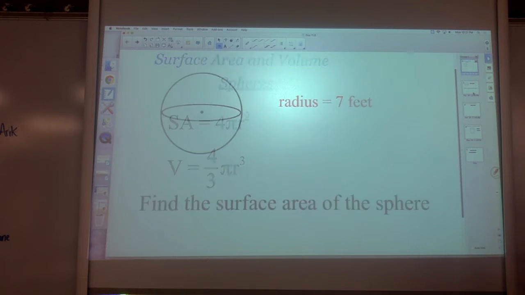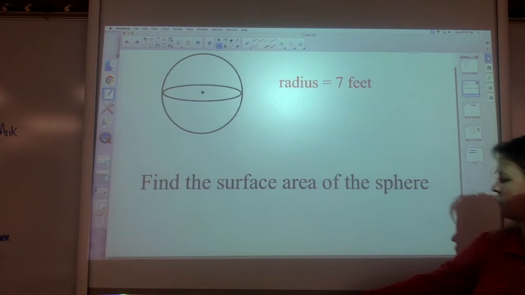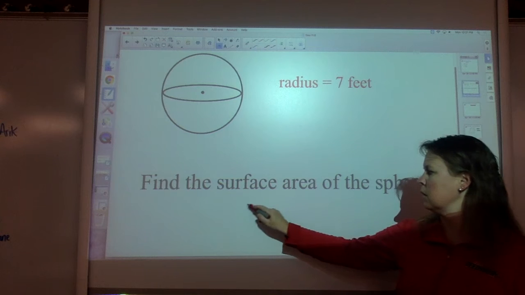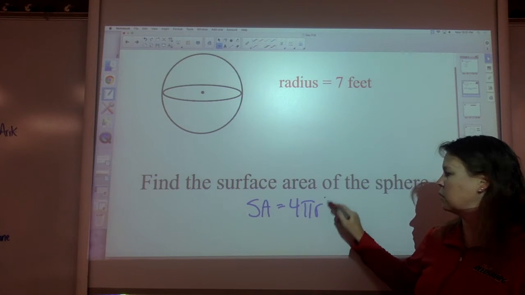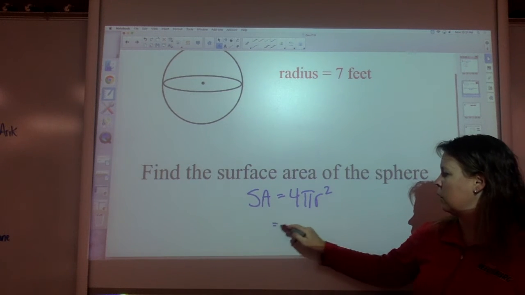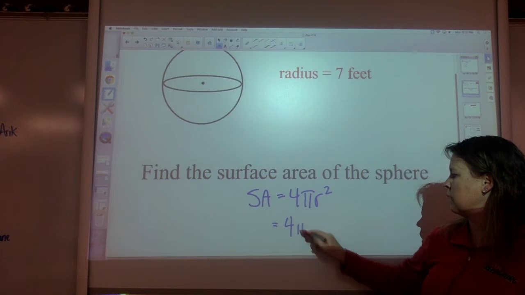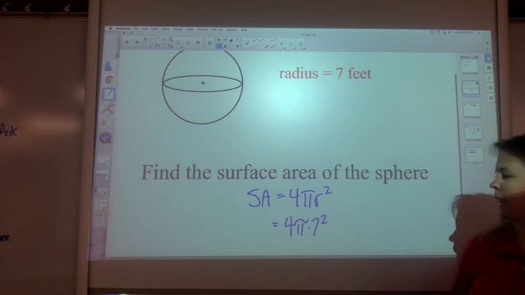How does that work? Here's a sphere with a radius of 7 feet. Find the surface area of the sphere. We're going to do surface area equals 4 pi r squared. And again, you're going to write down and show me what you put in your calculator, which equals 4 times pi, the radius is 7 squared.